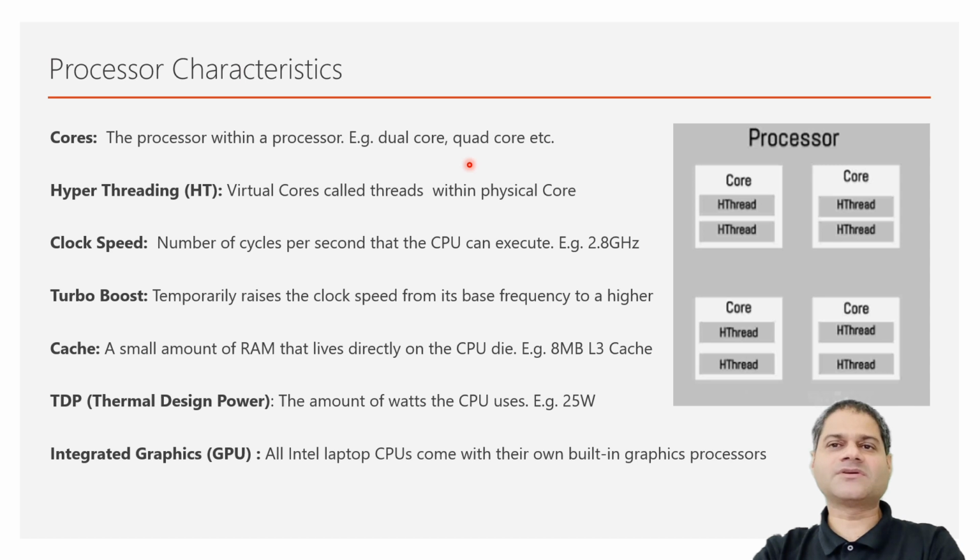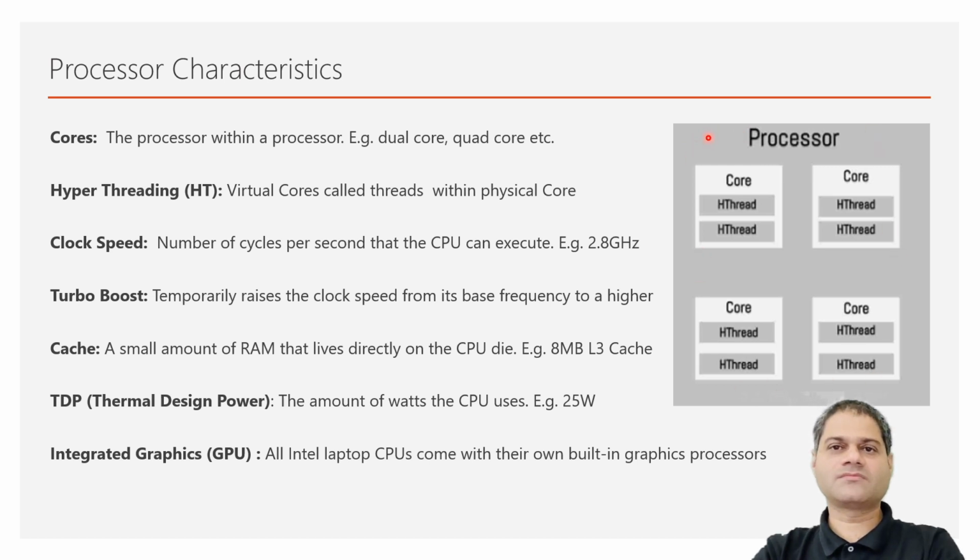What is HT or hyperthreading? This is a virtual core inside a physical core. It doubles the performance of a core. Suppose you have an i7 processor with quad core with HT feature enabled. It means you will have a total of 8 virtual or HT threads within the CPU, so you will get high performance from the CPU.